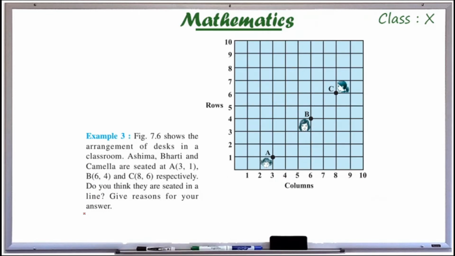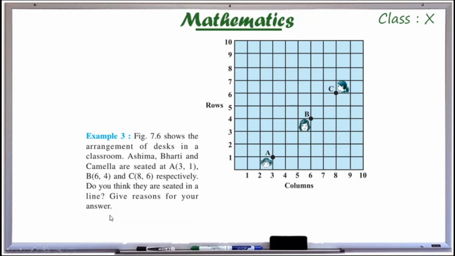Today we are going to study about collinear points. Look at this picture, and this picture shows an arrangement of desks in a classroom. Ashima, Bharati and Camelia are seated at A, B, C respectively. Do you think that they are seated in a line? Give reason for your answer.